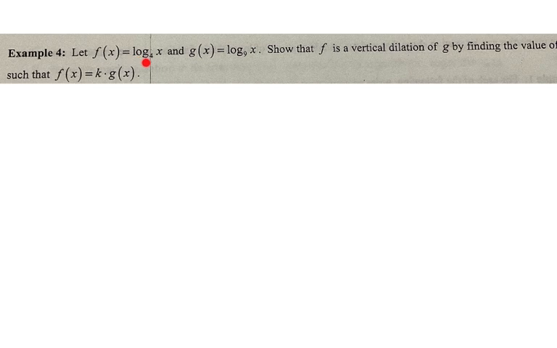So here, I've got f is log base 4 of x, and g is log base 9 of x. Show that f is just a vertical dilation of g by finding some value k so that f becomes equal to k times g. All right, so this is the statement. I'm probably going to do a bad job explaining this. But again, I've never seen a problem like this, so I would not get too caught up in this.